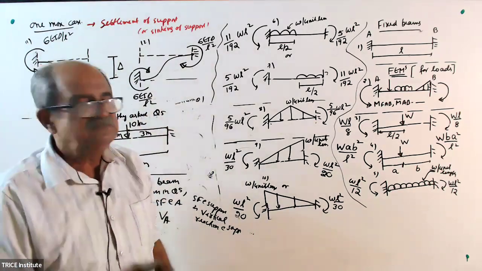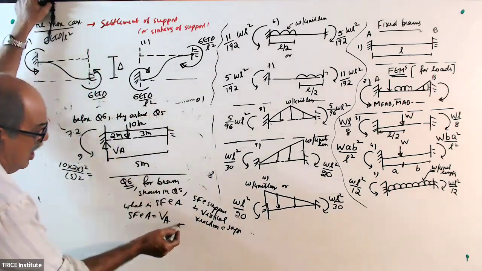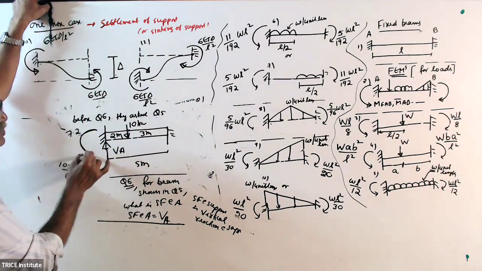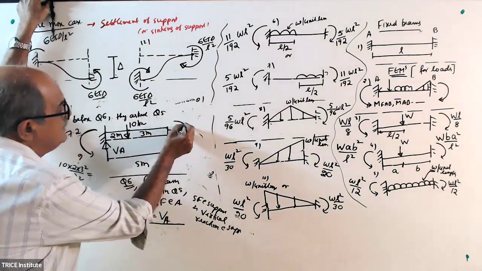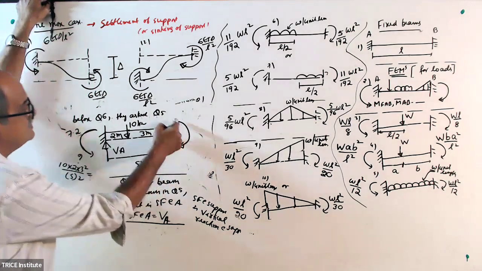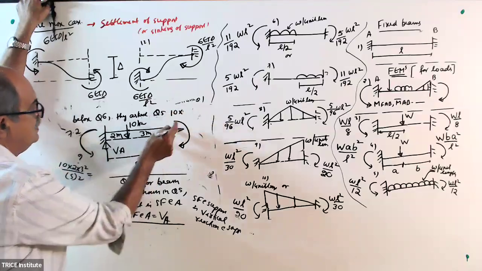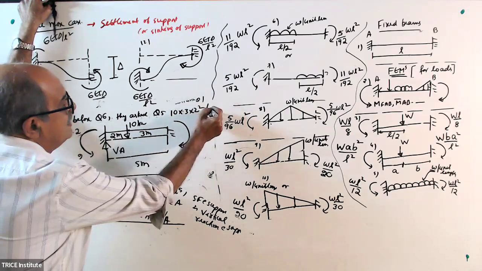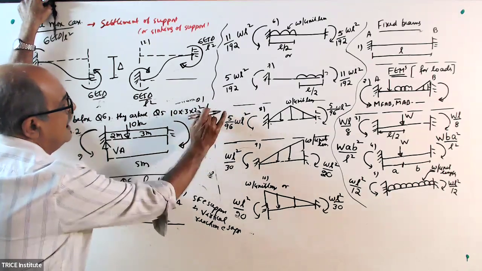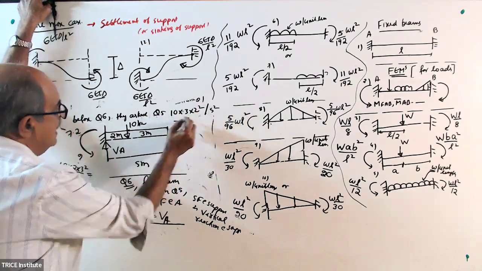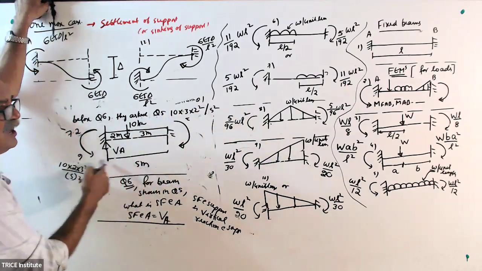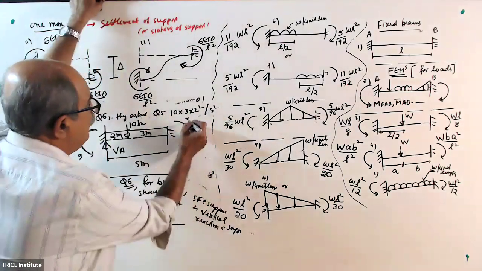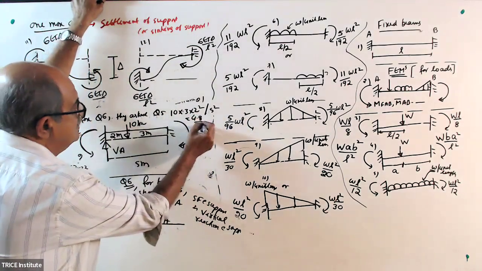See what to do. You should write all I am telling you. We already got this moment, 7.2. Now you require this moment also. Tell this moment, how much? 10 into 3 into 2 square by 5 square. What is the answer? I want this moment also because then only you can find the reaction. That is 4.8 kilonewton meter.